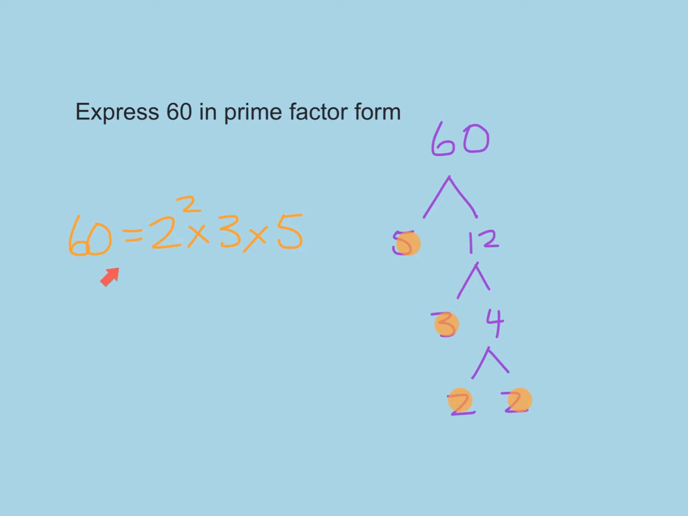So the breaking down of 60 into prime numbers is 2 to the power of 2 multiplied by 3 multiplied by 5. And it's also very important that you go in ascending order with the prime numbers. So 2, then 3, then 5, and if there were other numbers, they would come after it.